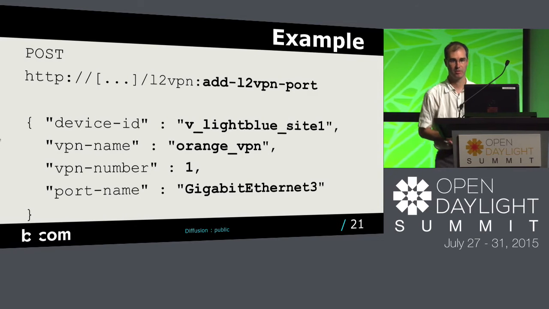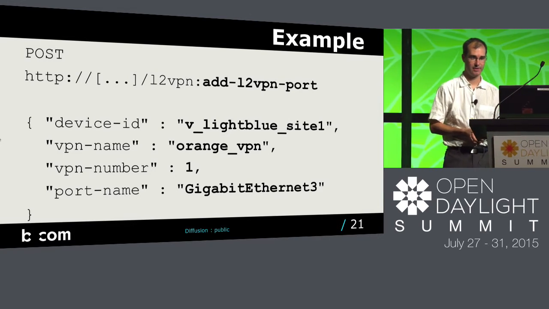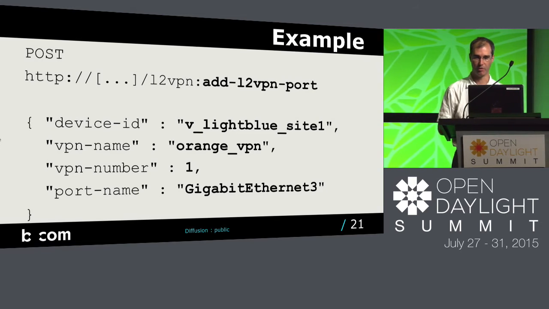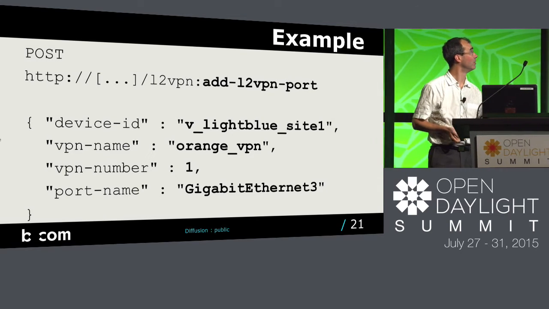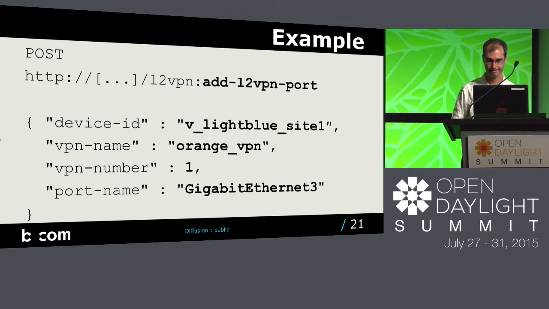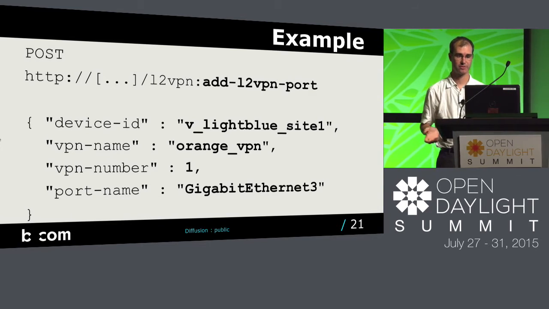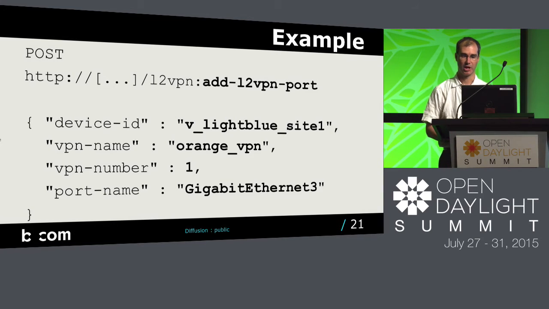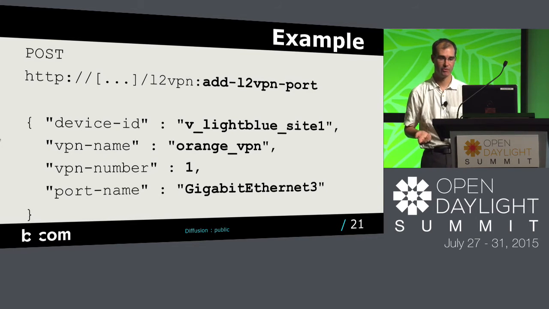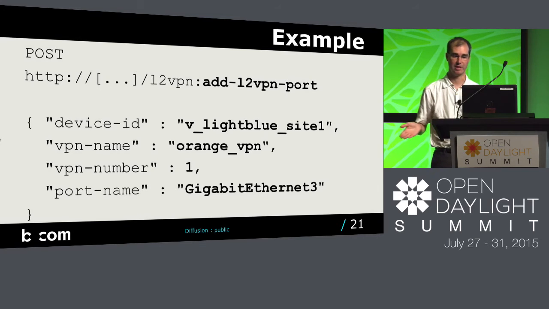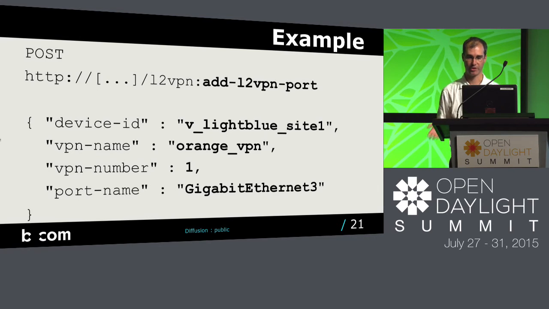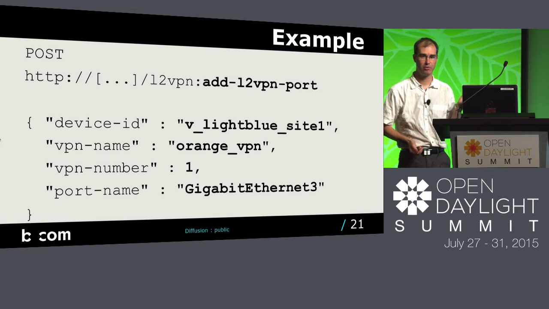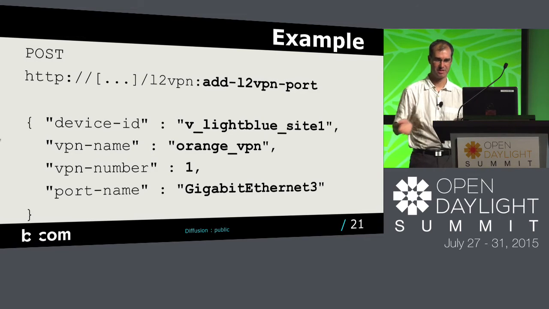So this is an example of how you can use that layer with OpenDaylight. It's an example of the RESTCONF protocol. You just have to post to a given URL, and you tell it the device ID. Here it's the virtual light blue router on site 1. You tell it the name of the VPN and the number of the VPN, and the name of the port that you want to add to the VPN. So we have something that is much simpler than our vendor-specific code.